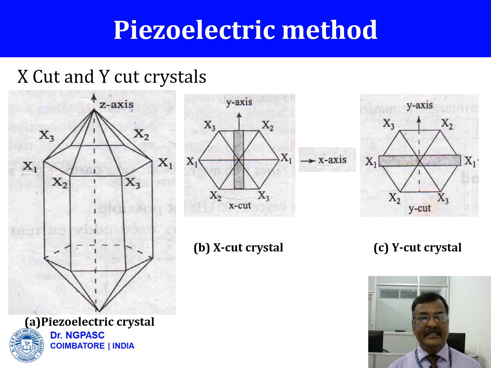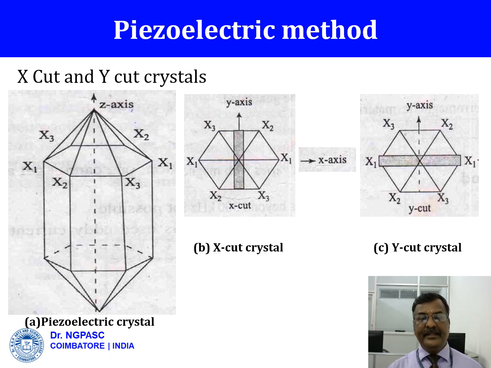X-cut crystal and Y-cut crystal. Normally, the crystals are hexagonal in shape with two pyramids at the opposite faces. In figure A, we could see the line joining the opposite corners of the hexagon. It is called the z-axis. The z-axis is always called the optic axis. In figure B, you could see the line joining the opposite corners of the hexagon.